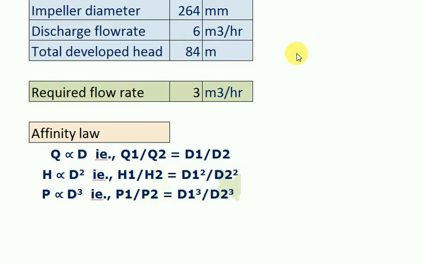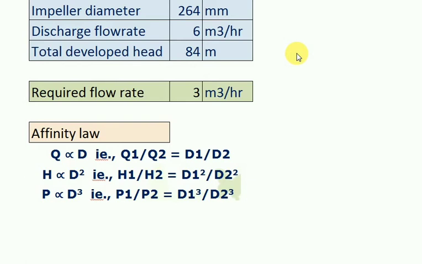For our raw water pump, the existing impeller size is 264 mm, and the design discharge flow is 6 meter cube per hour, with a developed head of 84 meter. But through raw water consumption reduction and various mitigation measures, we reduced the raw water consumption to 3 meter cube per hour. That is, we drastically reduced raw water consumption by 50%.